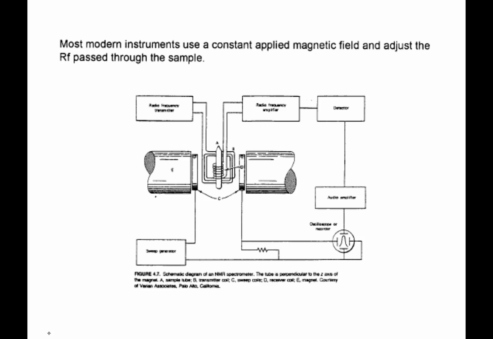Okay, so pretty simple instrumentation in theory. Put your sample inside of a magnetic field with a radio frequency coil to apply the radio frequency and a detector coil, and you have an NMR. These have been around since the 50s. All the people that were instrumental in developing this all won Nobel Prizes.